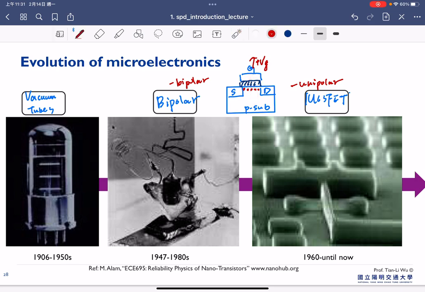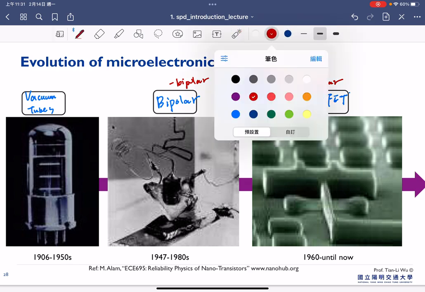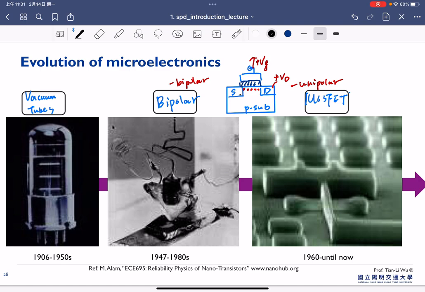But at the meantime, we will still apply a small drain bias here. Still a positive bias. Again, you have a positive bias. That means your electron will start to move to the right-hand side, right? 当你这边又再接个正电的时候，你这边是负的 charge，它就会往右边移动。So therefore, this electron will start to move to your drain side. In the end, it becomes your drain current here.